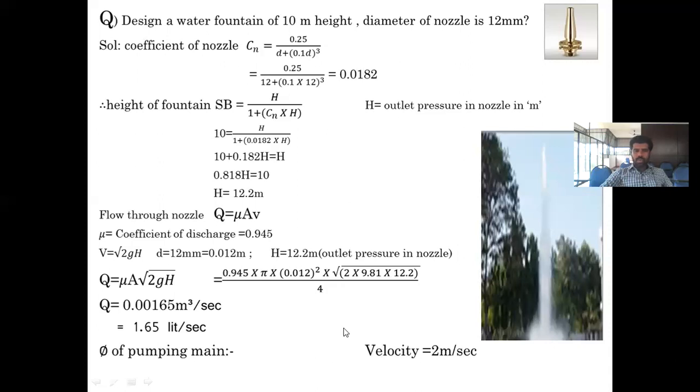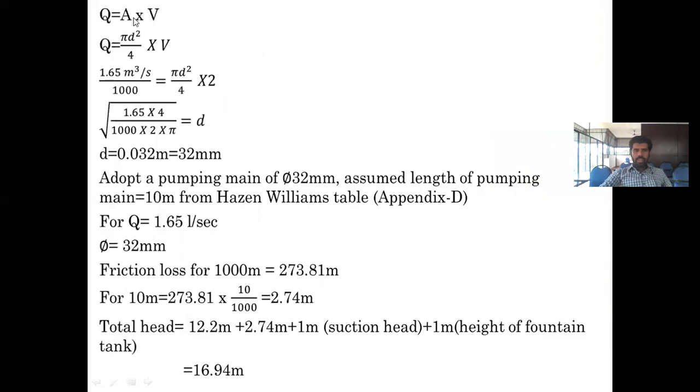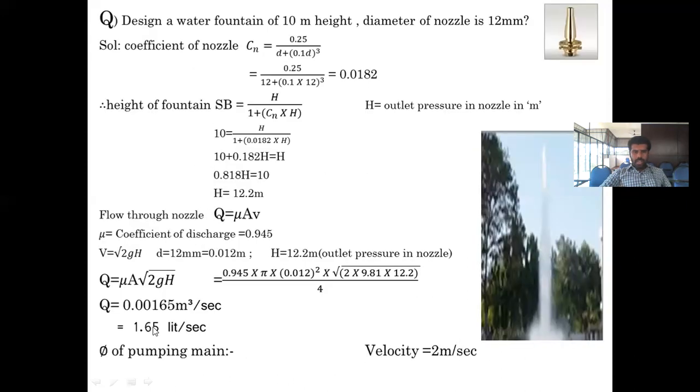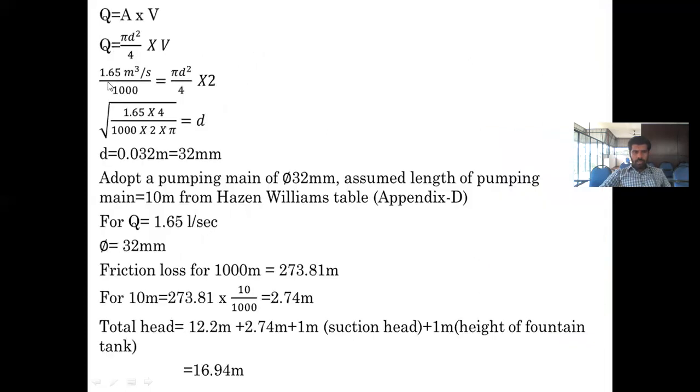The formula is Q is equal to area into velocity, correct? So Q is equal to A into V. Q you know, V you know. Instead of A, you can write pi by 4 D square. So Q is equal to 0.00165 meter cube per second, or 1.65 liter per second, or 1.65 divided by 1000 meter cube per second. So we write pi by 4 D square into velocity. Velocity is 2 meter per second.